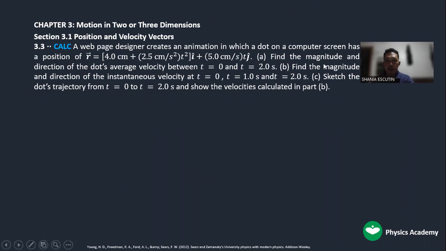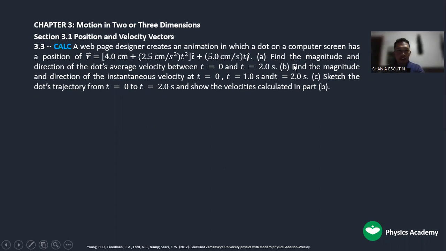Okay. So in part B, for exercise 3.3 part B, under chapter 3, motion in two or three dimensions, section 3.1, position and velocity vectors, find the magnitude and direction of the instantaneous velocity at t equal to 0, t equal to 1 second, and t equal to 2.0 seconds.